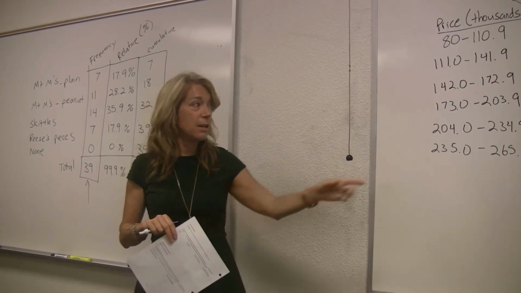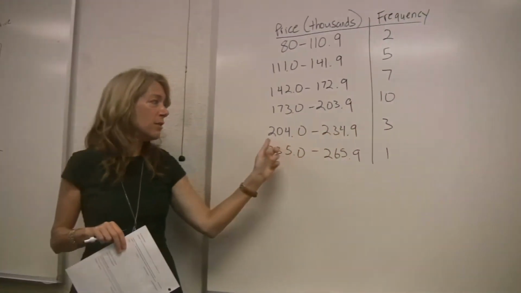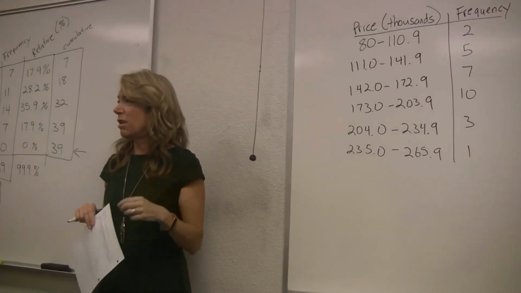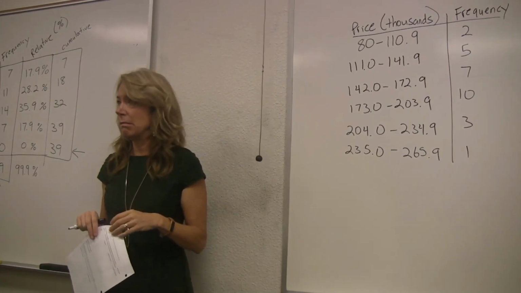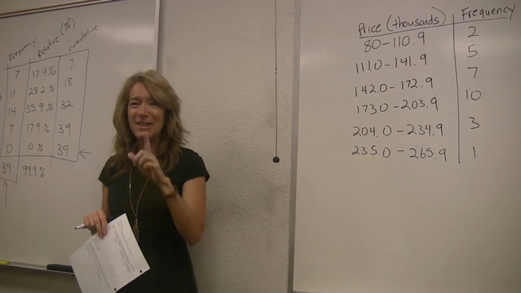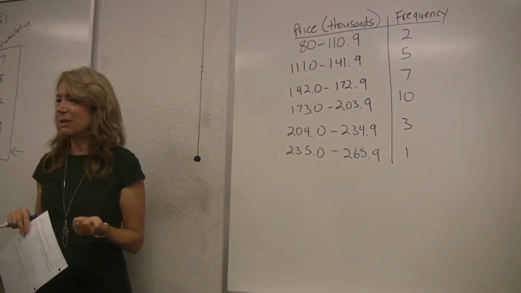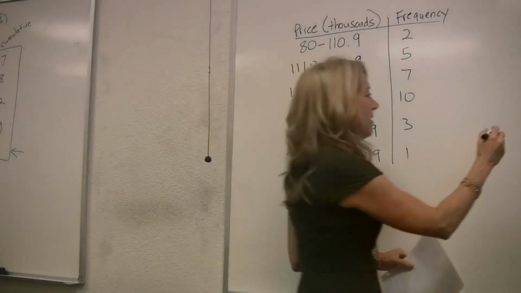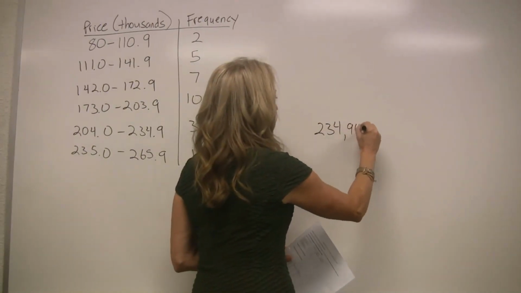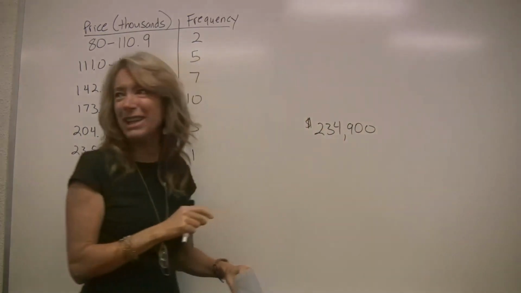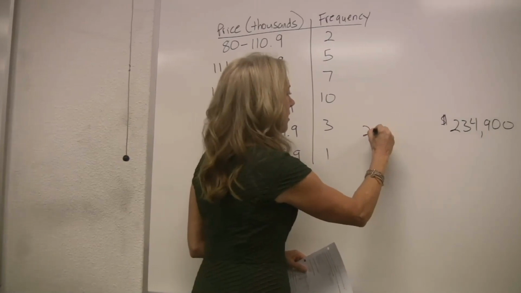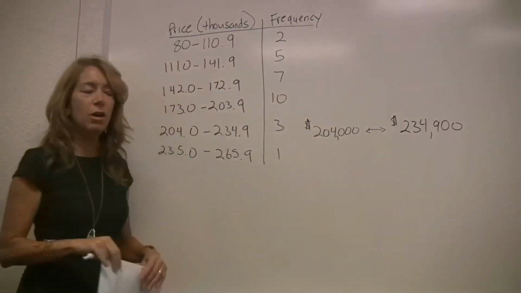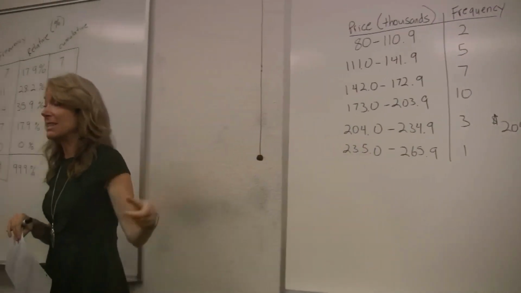Beautiful. Let me repeat what she said. 3 homes were sold between the price range of $204,000 and $234.9 thousand. What is $234.9 thousand? 234,900. Beautiful. Right, the comma is where the point is, really. So we're saying that between here and here, there were 3 homes between 204,000 and 234,900.